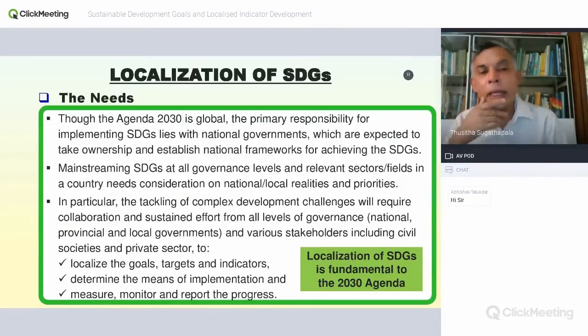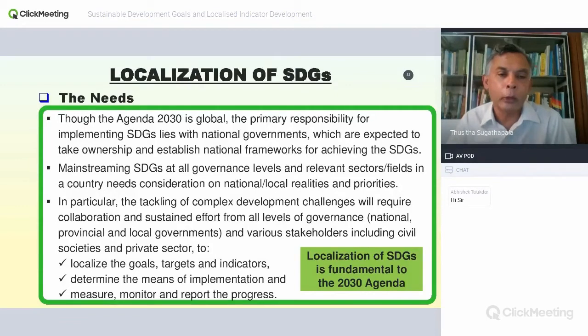Now we are going into the localization aspect of SDGs. Basically, it's a very fundamental element within SDGs, which is indicated in several areas within the 2030 agenda. One of the key elements is that although the 2030 agenda is of course a global intervention, the primary responsibility for implementing SDGs lies with the national government. Not only national, of course, it goes into the provincial and local governments too. So therefore, ownership lies with them.